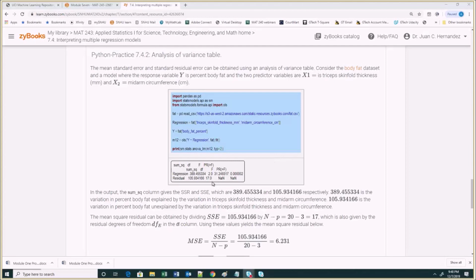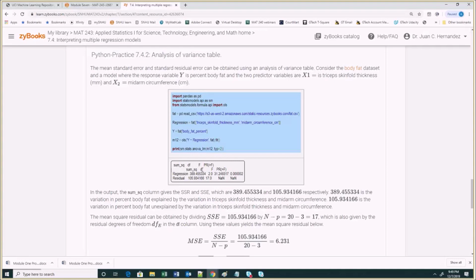Now, one of the outputs in multiple regression will be what is called the ANOVA table. And the ANOVA table can be printed using the sm.stats.anova_lm method. This is in the statsmodels.api submodule. It has 2 rows. One is for the regression and the other is for the residual. And the columns, the first one is called sum_sq, meaning it's the sum of squares.